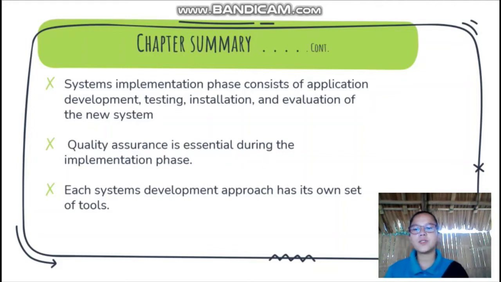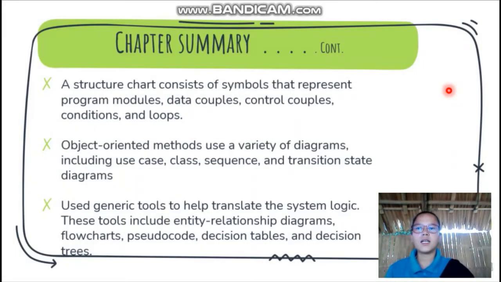Each systems development approach has its own set of tools. For example, structured development relies heavily on data flow diagrams and structure charts. A structure chart consists of symbols that represent programs, modules, data couples, control couples, conditions, and loops. Object-oriented methods use a variety of diagrams, including use case, class, sequence, and state transition diagrams.